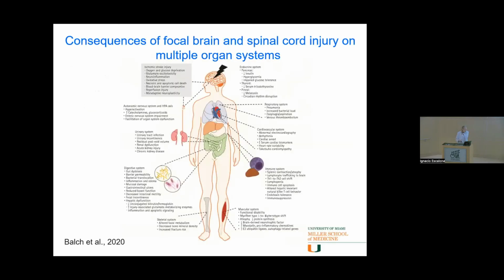The other area that we're really working in, in stroke, TBI, and spinal cord injury, is what these injuries do to multi-organ systems.